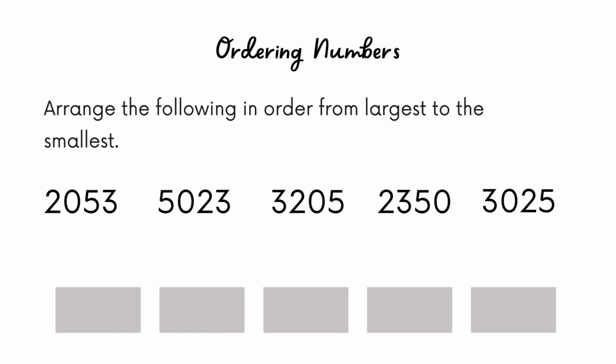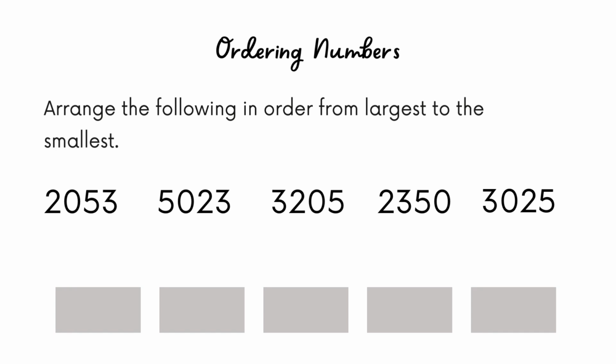So now let's take a look at another question. Arrange the following in order from the largest to the smallest. We have five numbers. They are all four-digit numbers: 2053, 5023, 3205, 2350, and 3025.